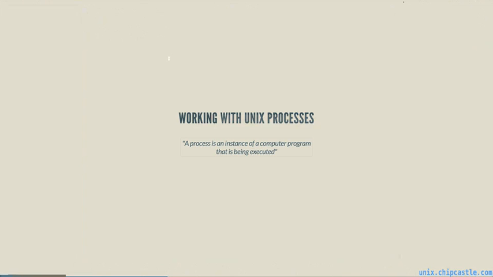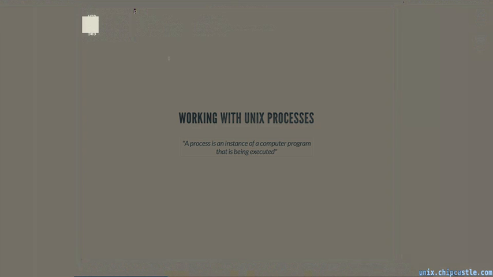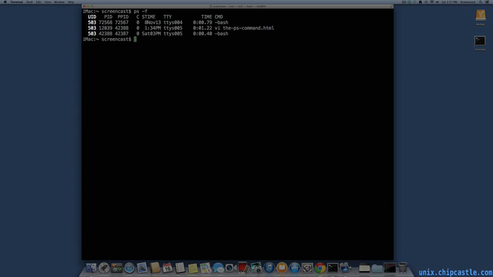A popular option for the ps command is to use the F flag, which shows a slightly different output. It's important to note that this format shows the user ID that owns the process, as well as the parent process ID and the starting time for the process.